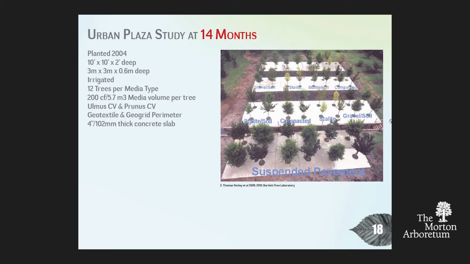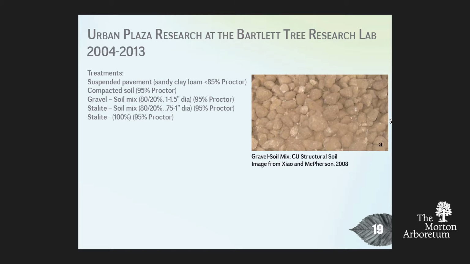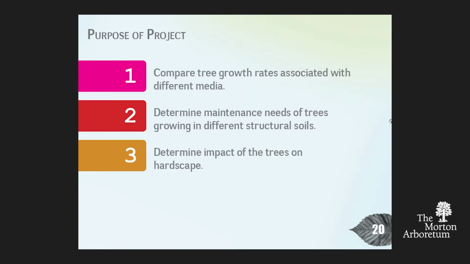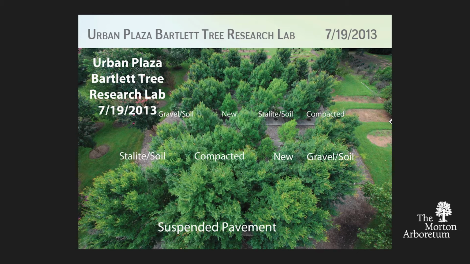So 9 years later, these are the various kinds of material that went in. Rock, stalite, which is the material used on green roofs, basically expanded shale, and those trees all died, so they all came out. Or a mix of the two. So that was the purpose. This is 9 years later, the canopies. These are the elms. This is the stalite soil, basically lava rock. This is compacted, and these were new, so we'll discard those. And this is the gravel soil.